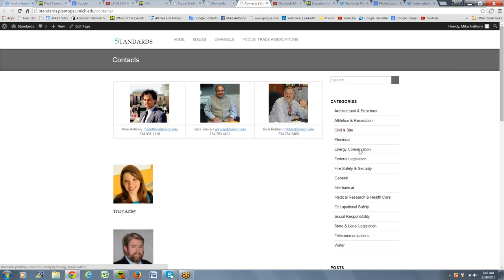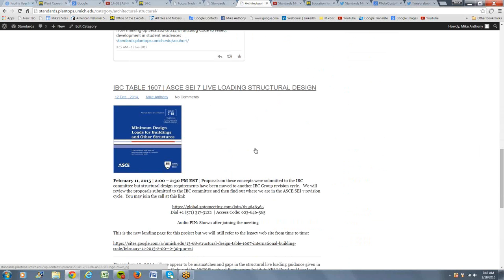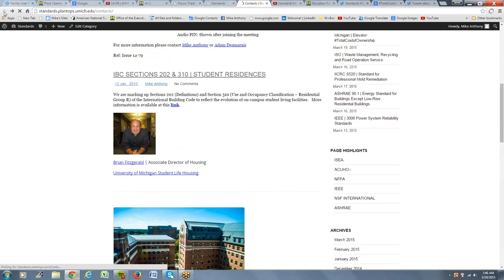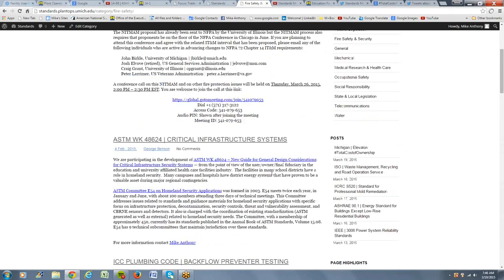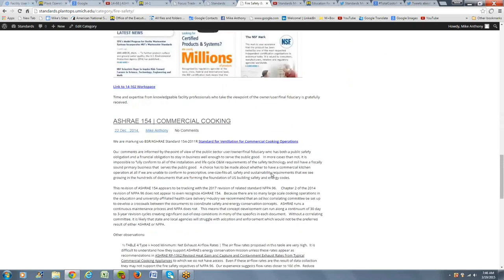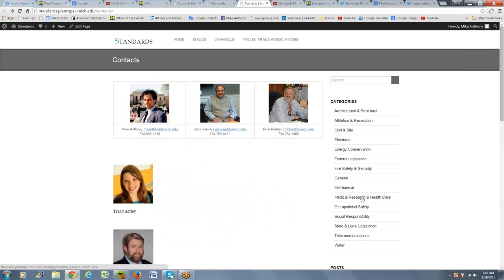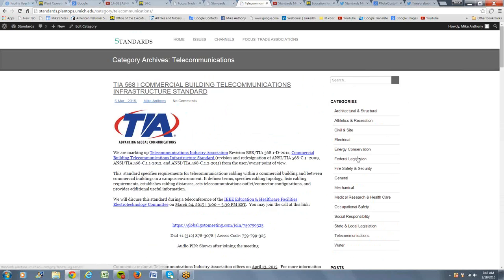If you just want to see architectural issues, then I believe we have only architectural issues. So for this one, I see that it's working. If you only want to deal with fire safety issues, you can go here and be just on the fire safety, what I'll call stream of regulations and proposals. You want to deal with telecommunications.